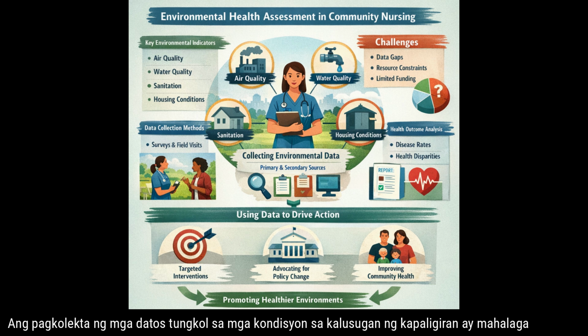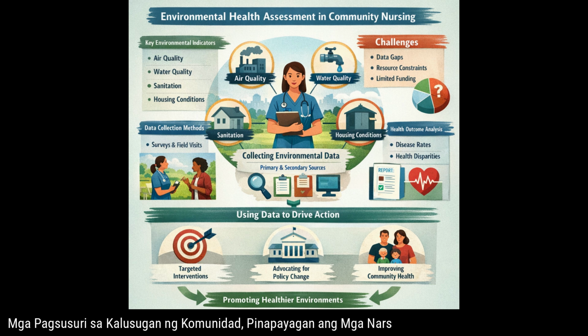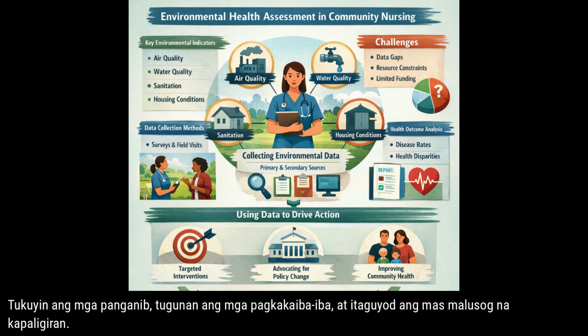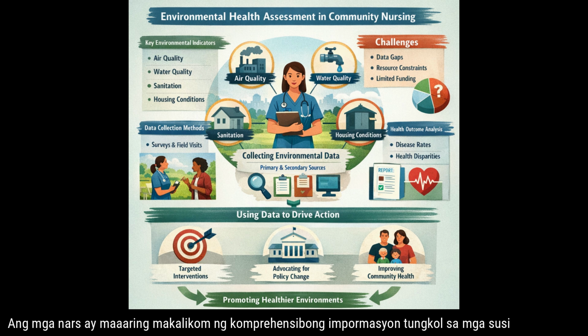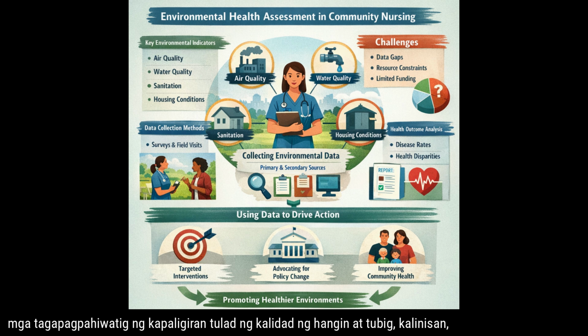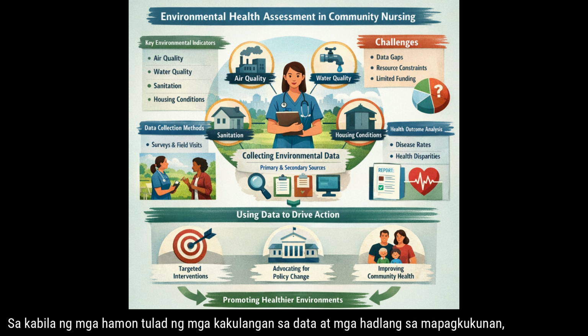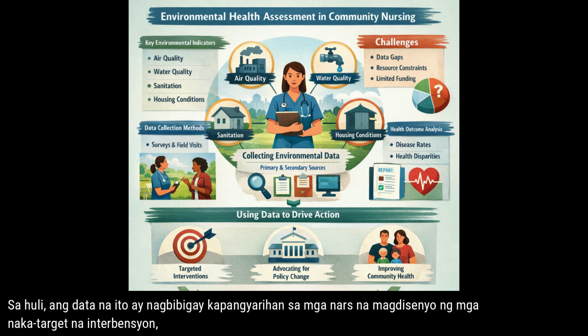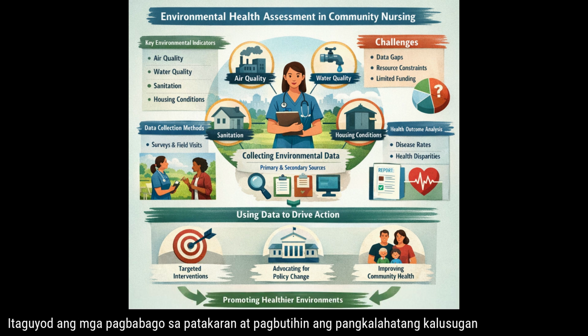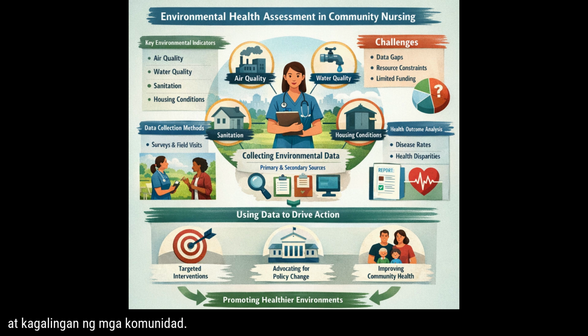Collecting data on environmental health conditions is a vital component of community health assessments, enabling nurses to identify risks, address disparities, and promote healthier environments. By using a combination of primary and secondary data collection methods, nurses can gather comprehensive information on key environmental indicators, such as air and water quality, sanitation, and housing conditions. Despite challenges like data gaps and resource constraints, integrating environmental data with other methods such as FGDs and health outcome analysis enhances the depth and validity of assessments. Ultimately, this data empowers nurses to design targeted interventions, advocate for policy changes, and improve the overall health and well-being of communities.